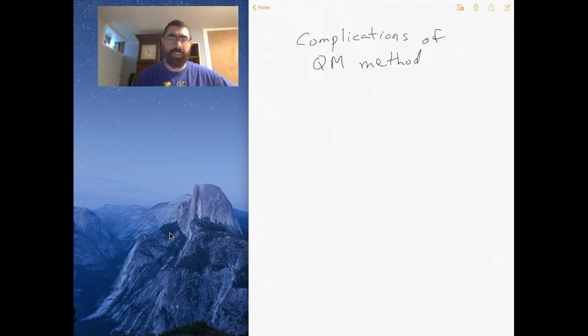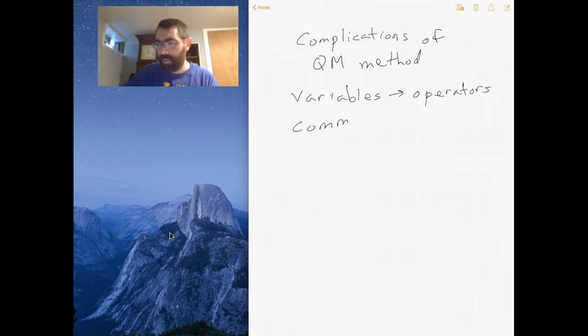So the first one is the fact that we said in one of the postulates the variables that we're going to be measuring are operators. So variables become operators, which isn't that bad. I mean, this is actually a very elegant way of solving problems in quantum mechanics, except for the fact that we have to worry about commutation. Do these operators now commute?